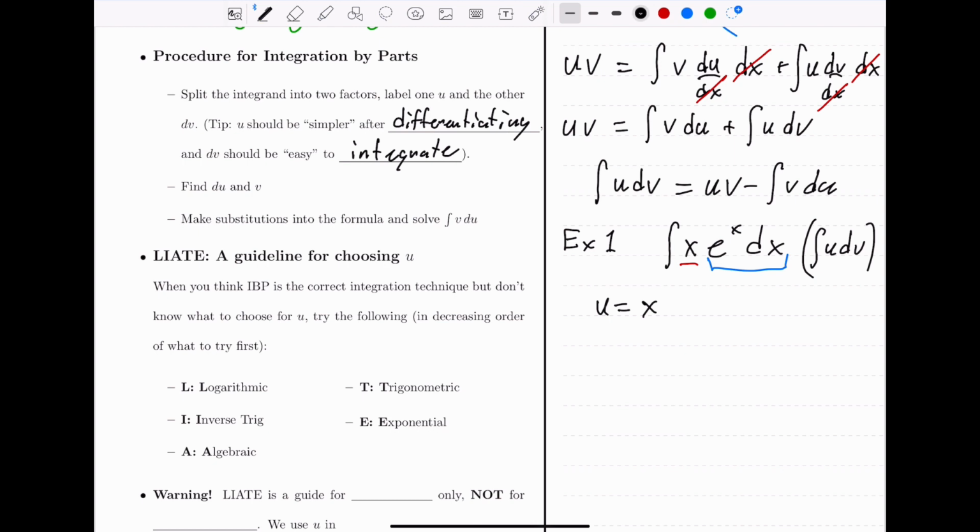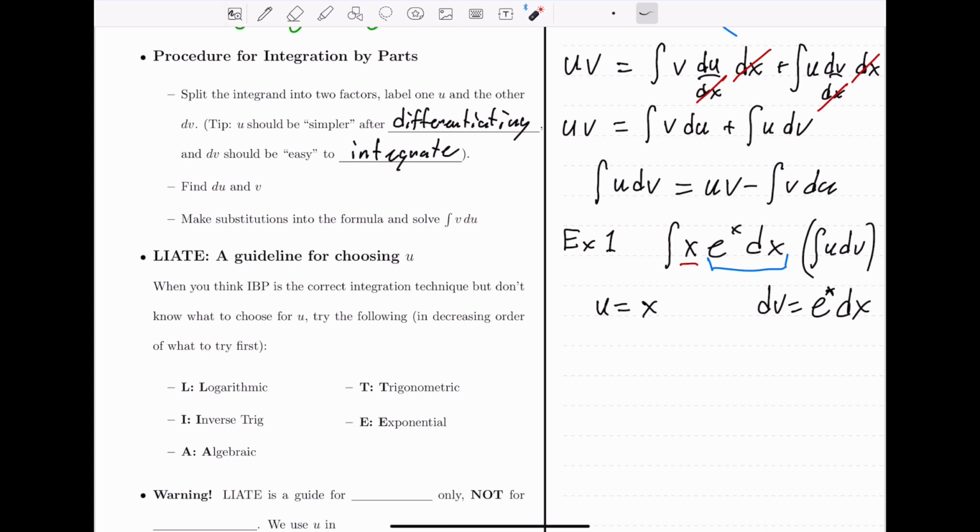So I have u, now I will write dv. dv equals e to the x dx. It's everything left, including the dx. dv always includes a dx. All right, that's the first step for integration by parts.